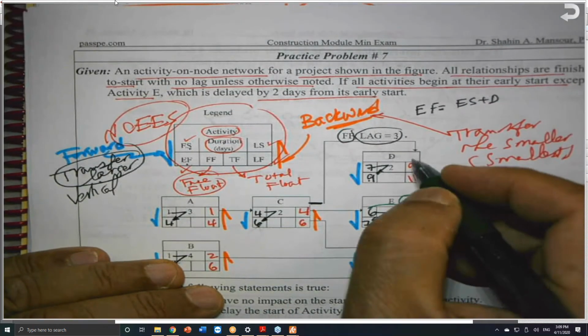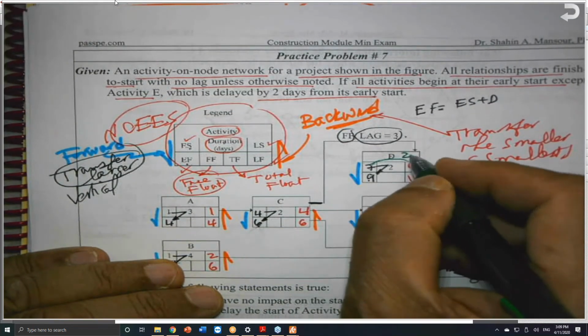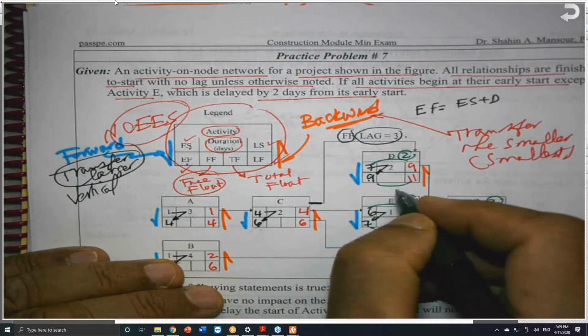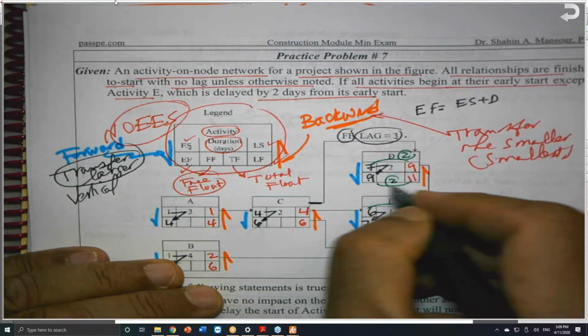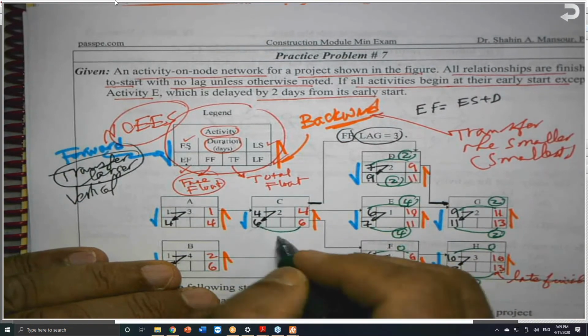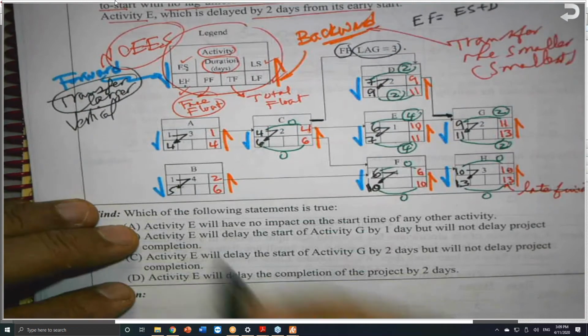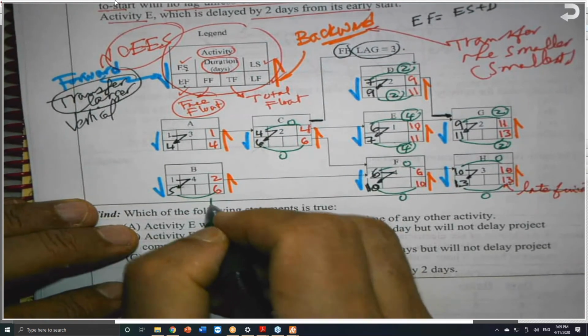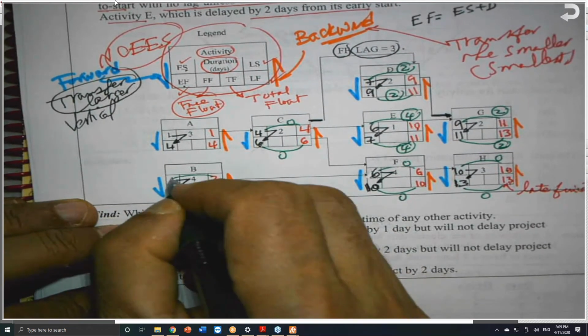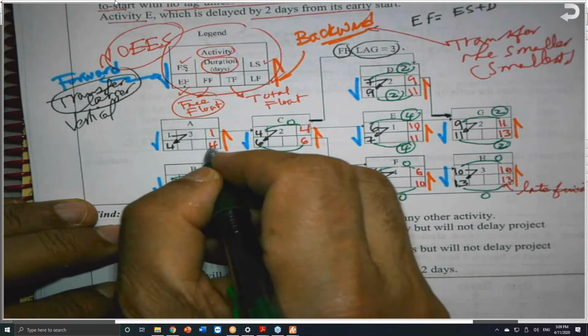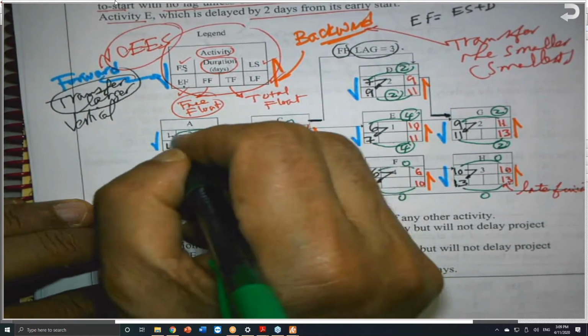The float, the total float. This minus this will give you 2. And this minus this will give you also 2. And this minus this will give you 0. And this minus this will give you 0. And this minus this will give you 1. And this minus this will give you 1. And this minus this will give you 0. And this minus this will give you 0.